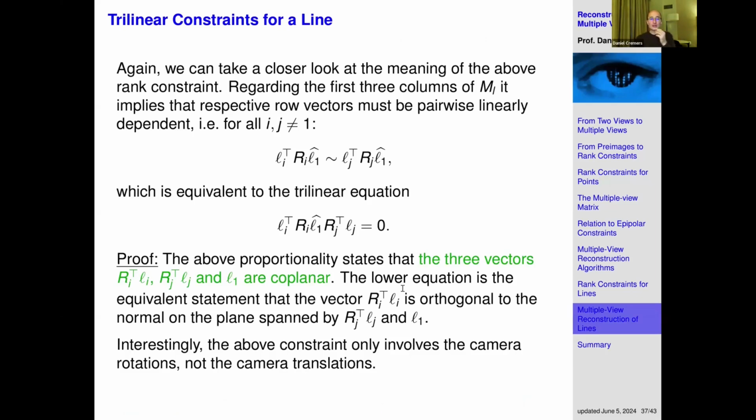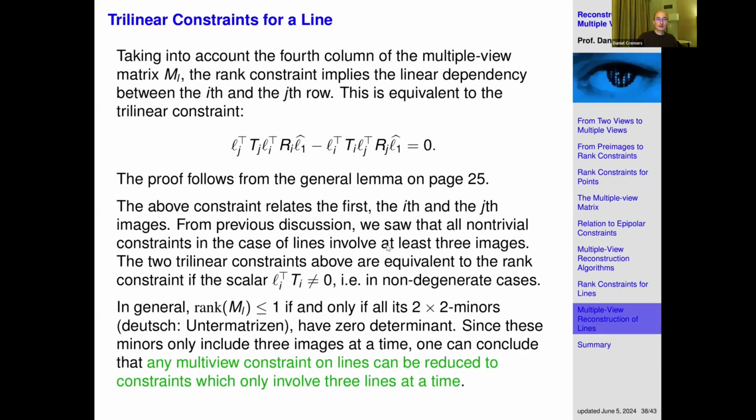I don't want to go too much, as I said, into details, but you can derive similar kinds of trilinear equations that always couple what? They couple the observation of a given line in 3 images, namely image 1, image i, and image j, and the corresponding rotation matrices Ri and Rj. Interestingly, these trilinear equations do not contain the translation vector.